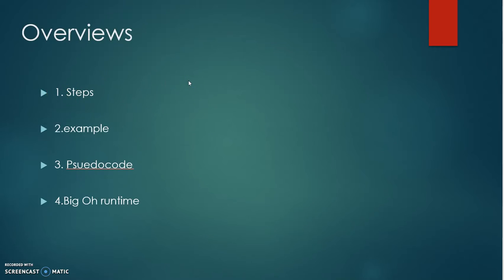Overview of what we're trying to do here. Firstly, we want to take a look at the steps of how to find the prime factors of an integer number. Secondly, we want to show an example of how to do that. Thirdly, we will take a look at the pseudocode to show how this works exactly. And lastly, we will do the big O runtime analysis.